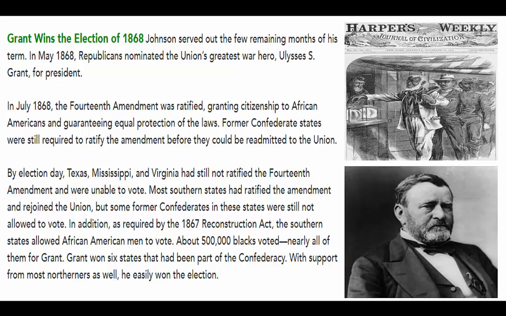Question 43. What were some of the reasons Ulysses S. Grant was able to win the election of 1868? Well, number one, there were some southern states that weren't able to vote because they had not yet passed the 14th Amendment, and so that meant fewer states to vote for the Democrat. Number two, African American men were allowed to vote by that time period, so nearly 500,000 African Americans voted, and almost all of them voted for Grant.